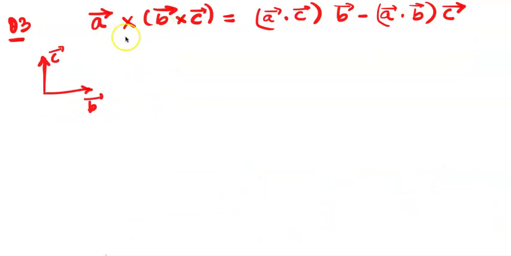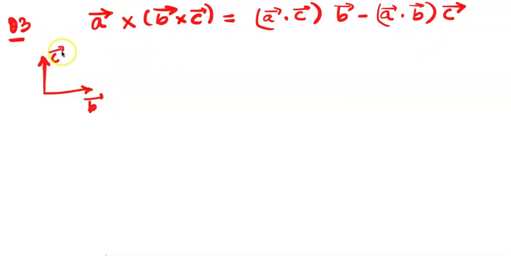Okay. Third question, we want to prove that A cross B cross C is A dot C times B vector minus A dot B in the direction of C vector. This is a very important property you should remember, because we will use this property to solve many other questions later on. However, how would you prove this property?